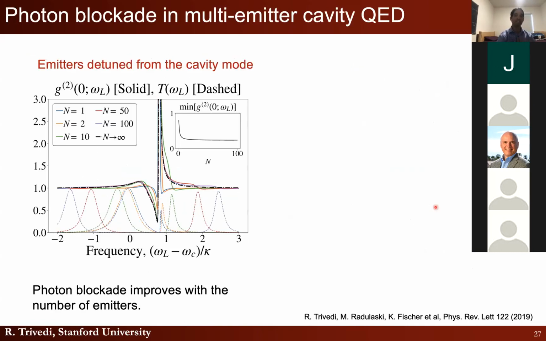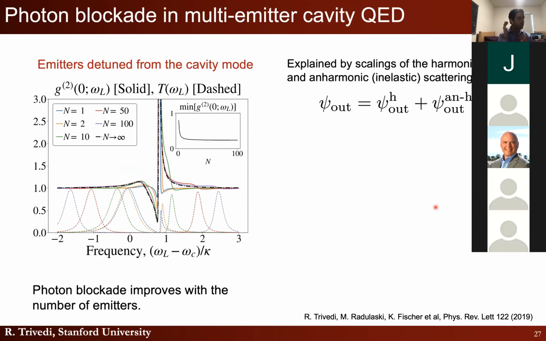But what we discovered interestingly was that if we consider a system in which the resonant frequencies of the emitters and the cavity don't align with each other, then the photon blockade would improve with the number of emitters. So as you increase the emitters, even though you're tending to a system with essentially two harmonic oscillators coupling to each other, you could find a frequency where you could still see photon blockade. So this was a slightly counterintuitive effect that we discovered.